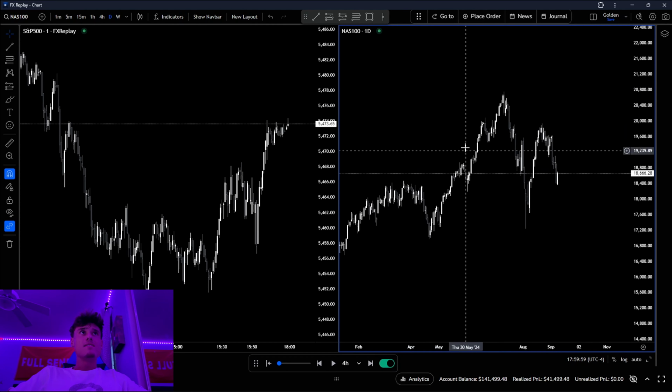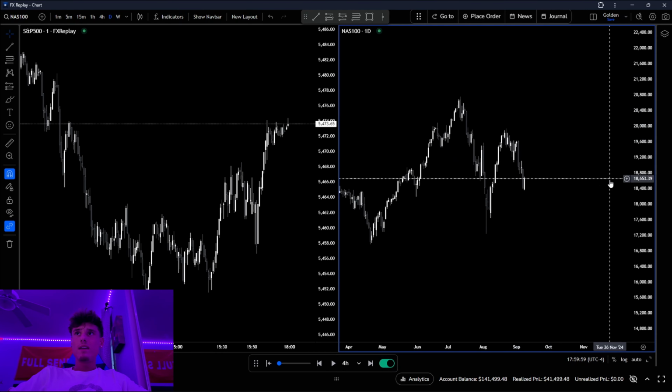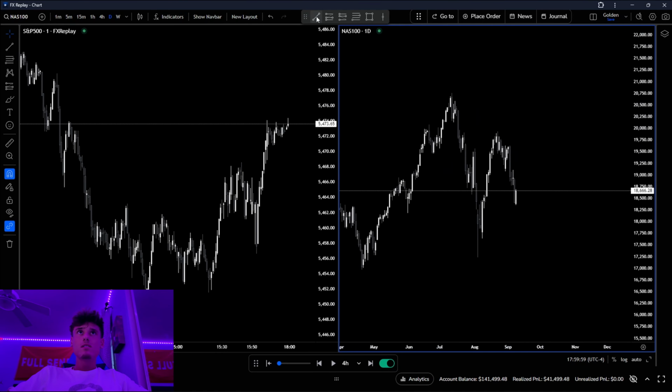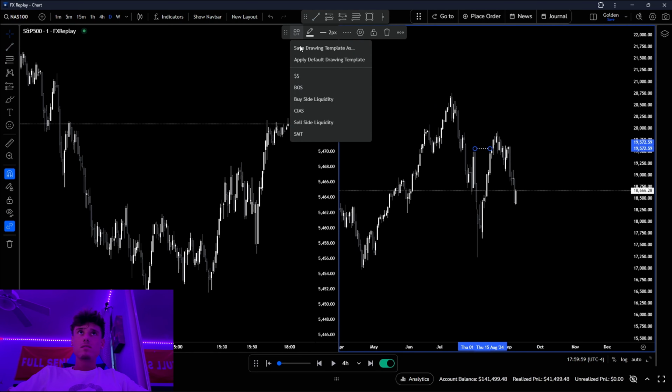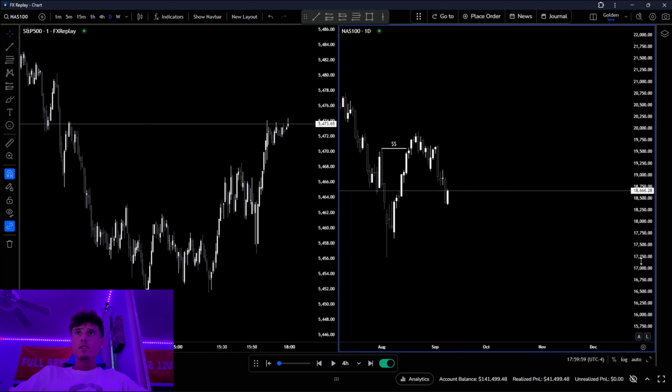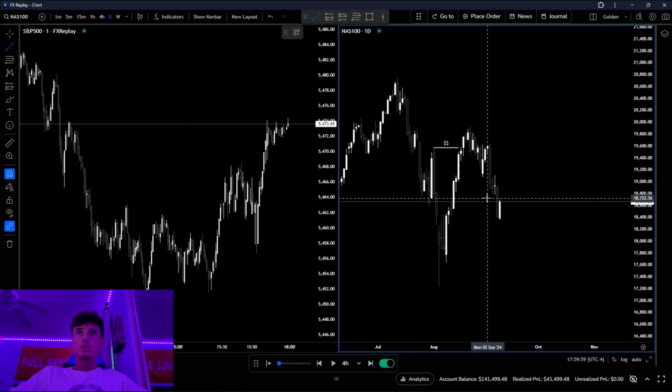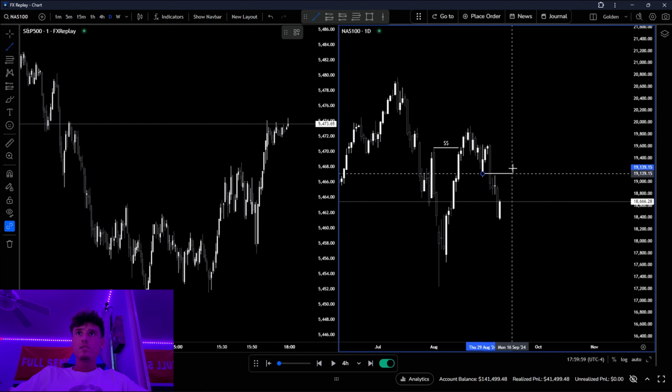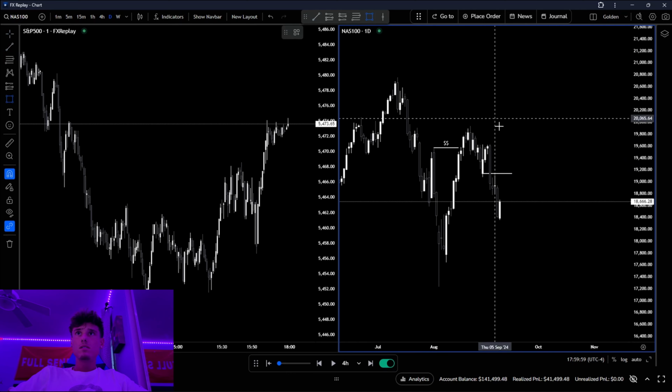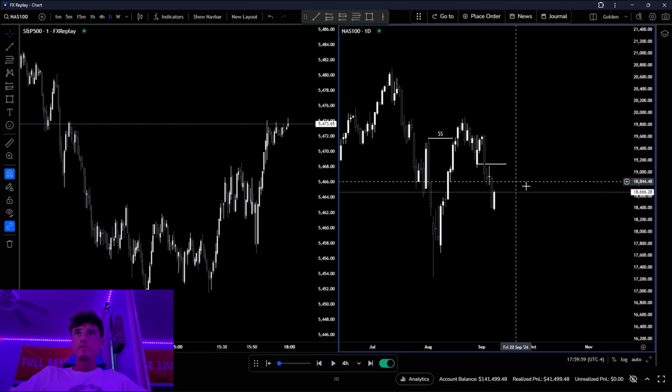So first, obviously we have NAS and ES. Let's go on the 1 day and see what we have. Of course, this is all random. First, we have this little manipulation leg, so that's pretty nice. Not only that, we have a change of state, a nice retest into the fair value gap.